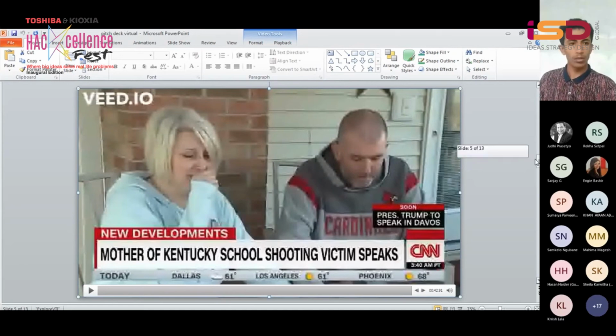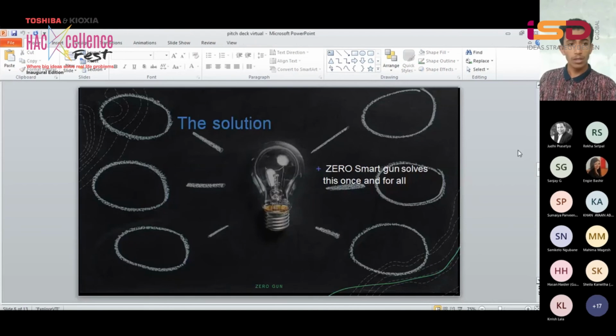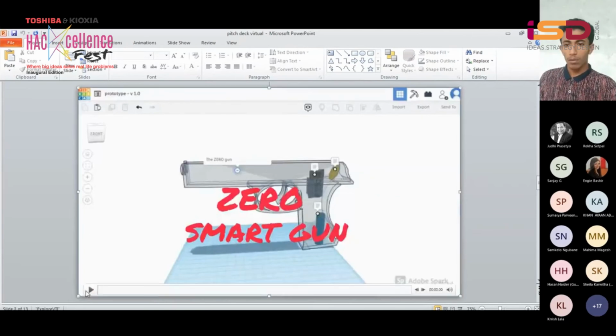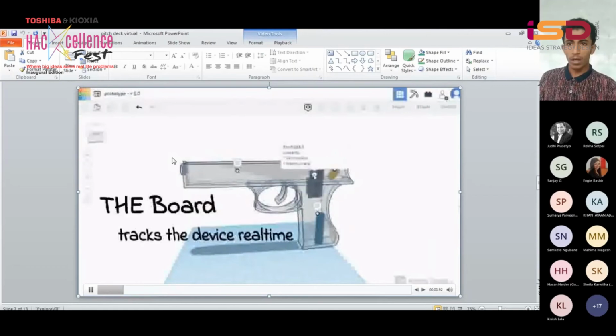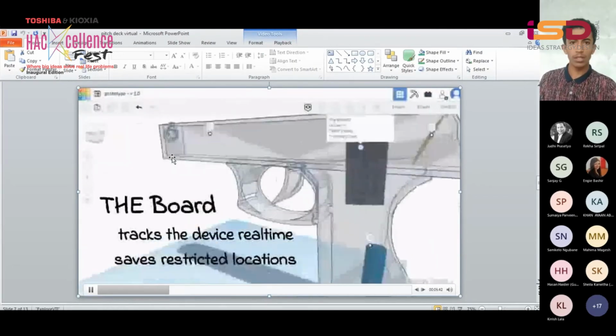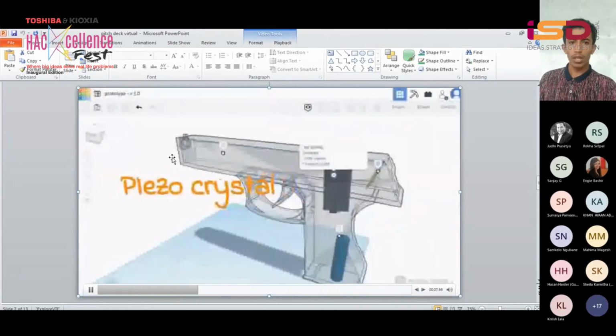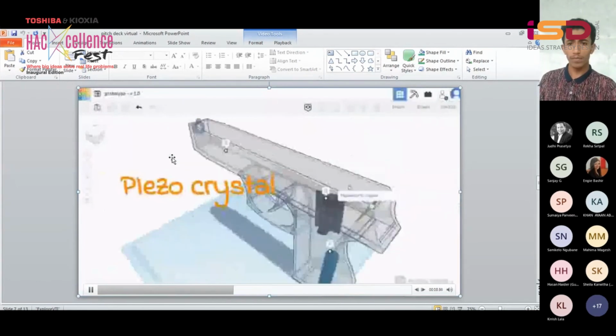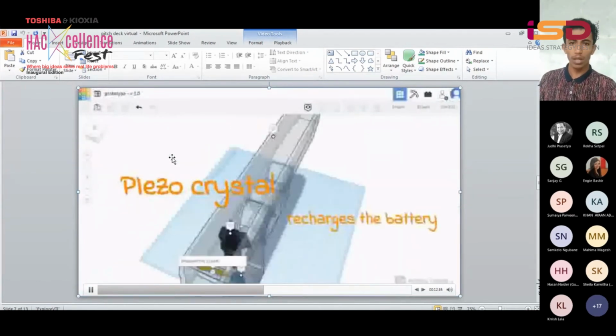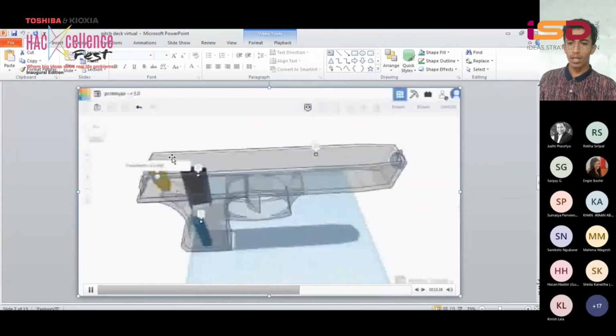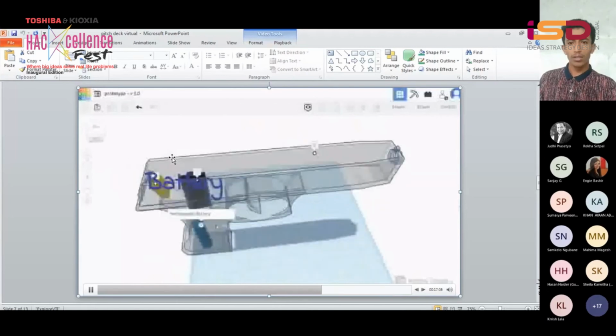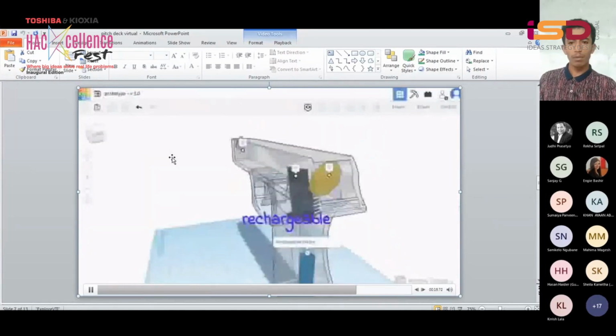Okay, as you can see, the problem is very vast. So the solution is our smart gun, which solves this issue once and for all. Well, how does the gun solve it? As you can see on the prototype here, we track the gun, and we restrict it in public places like hospitals and schools. The piezoelectric crystal recharges the battery in emergency conditions, and the whole process is processed locally, so the gun is pretty fast at making decisions. This all makes our gun the most reliable smart handgun on the planet.